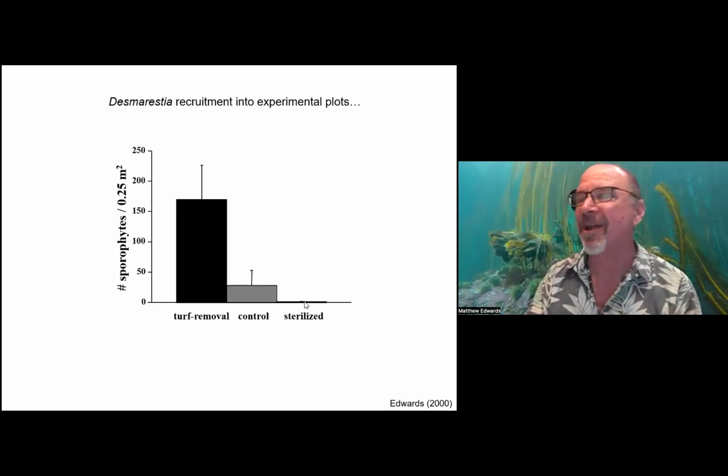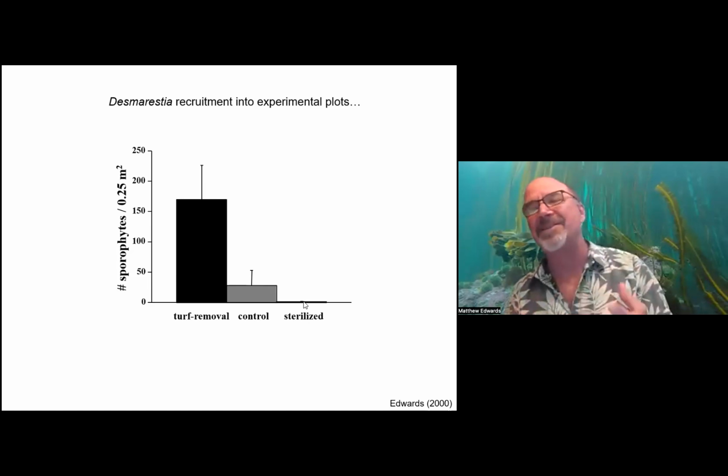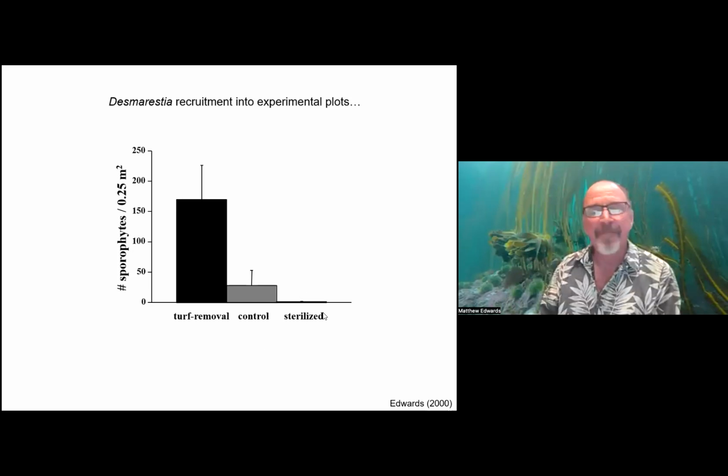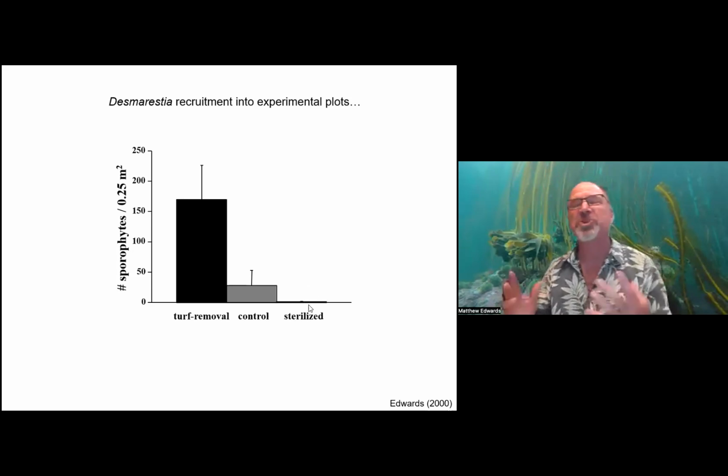And where we had them sterilized, we had no recruitment in any sterilized patch, except one of the replicates had one Desmarestia. So what we see is when you remove the seed bank, if we will, the microscopic stages, you shut down recruitment.